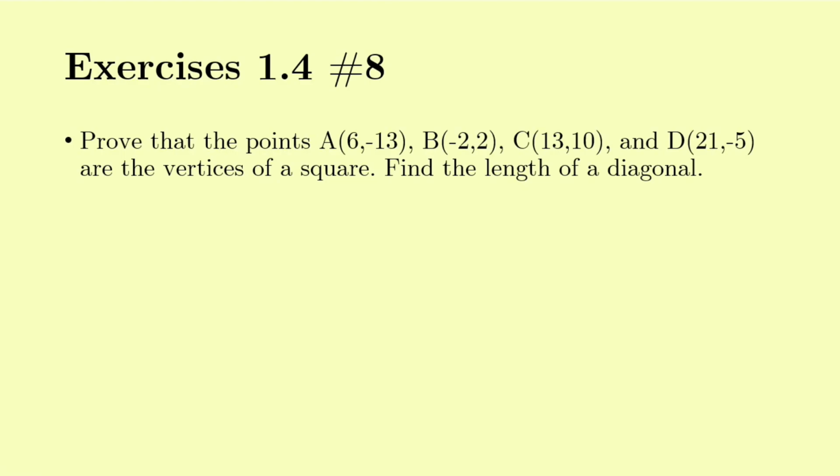Let us prove that the points A at 6 and negative 13, B at negative 2 and 2, C at 13 and 10, and D at 21 and negative 5 are the vertices of a square.